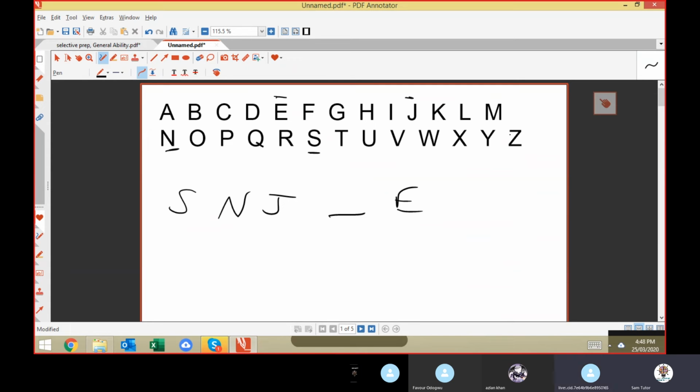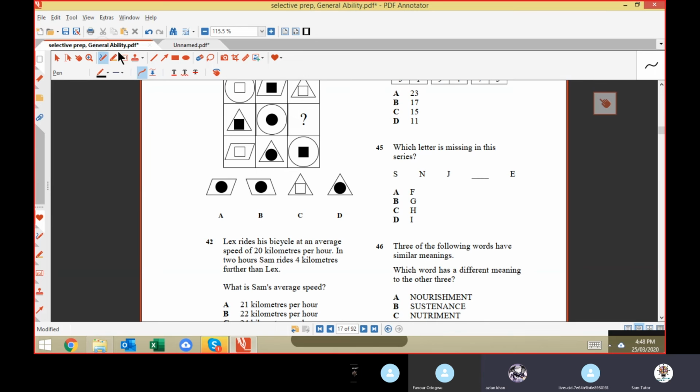Skip 4, N. Skip backwards 3, J. Skip... Ooh, doesn't work. Oh, it's decreasing. Skip 4, then skip 3, and then skip 2. Let's see if you're right. Skip 4: 1, 2, 3, 4, G. Skip 3 becomes 1, 2, 3, and then it's J. Skip 4: 1, 2, 3, 4. And then the answer should have been E, but there's already an E here at the end. So it's skip 2. Skip 2, E.